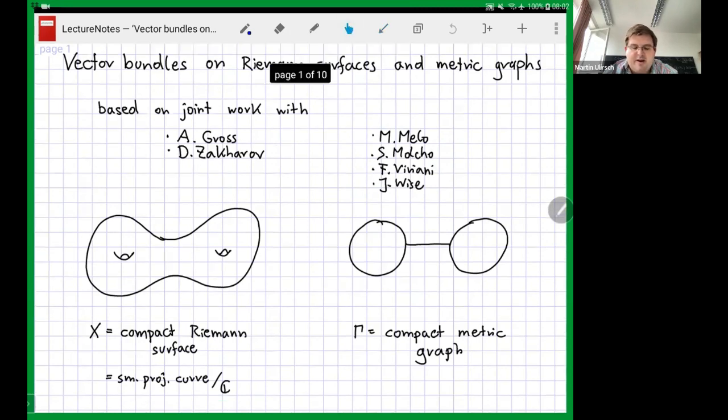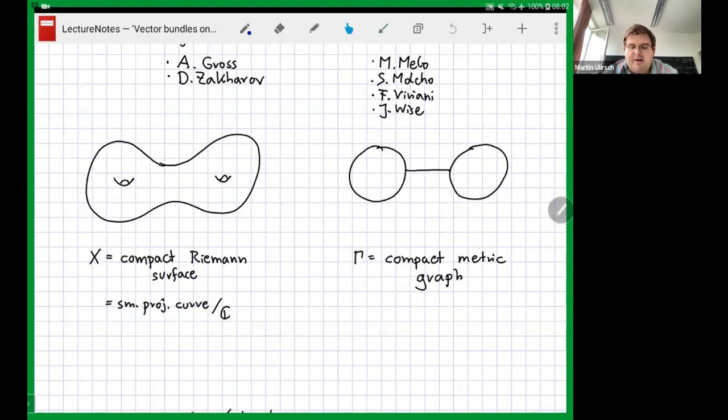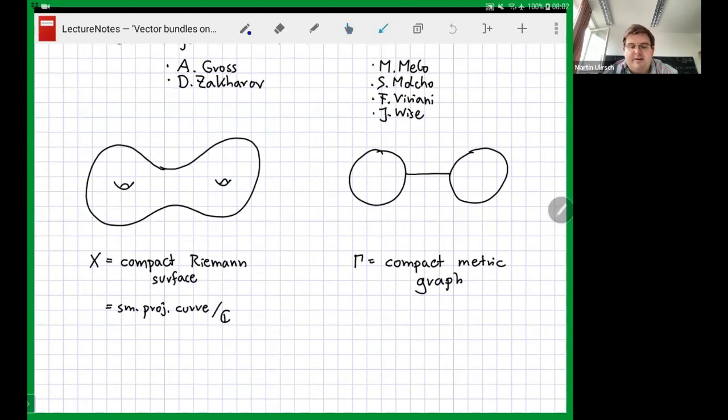Okay, let's get started. There are many ways to think about tropical geometry, and one way to do so is to think about it as starting with an analogy. And the analogy is between a compact Riemann surface X, or if you're more algebraically minded, also a smooth projective curve over the complex numbers. Both of these things are equivalent, that's fine.